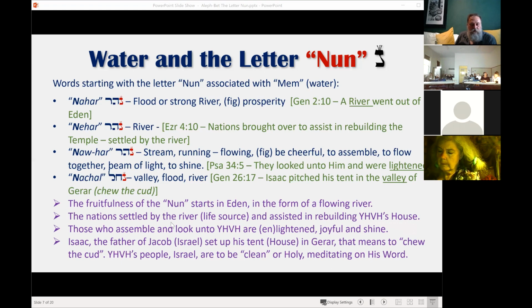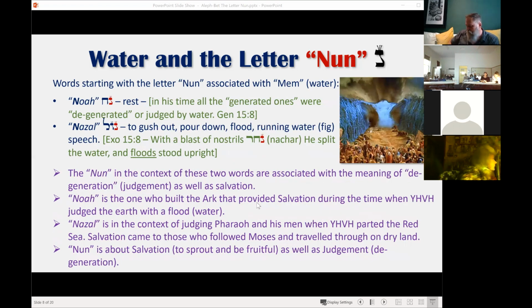So those are beautiful pictures and all positive, connected to the letter Nun as well as the letter Mem, because all the context of these words are within the context of water, a river, or a flood, or a stream. And it leads to positive outcomes, which is to be cheerful, to assemble, to be enlightened, and to shine. Now, the next two words are also connected to water, but this is within the context of duality.